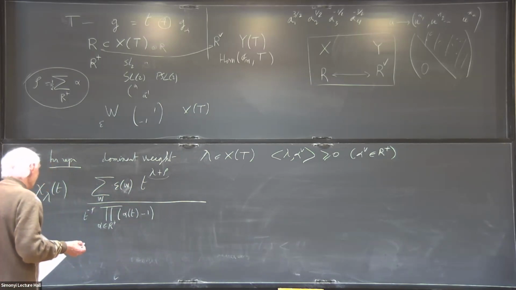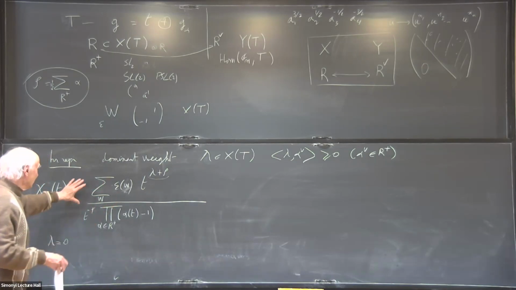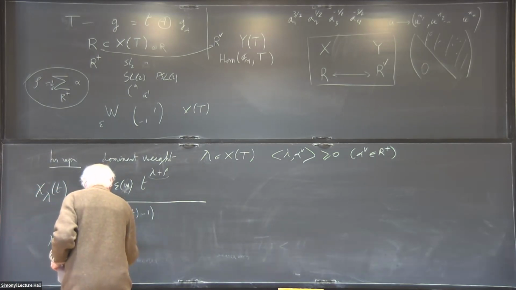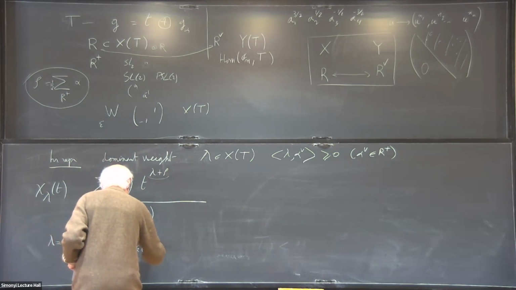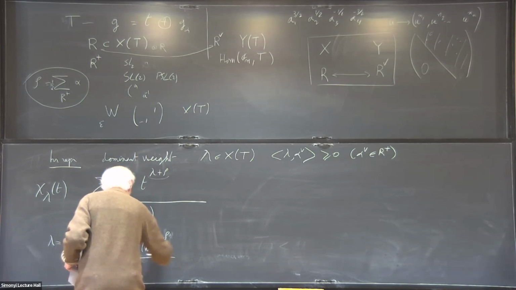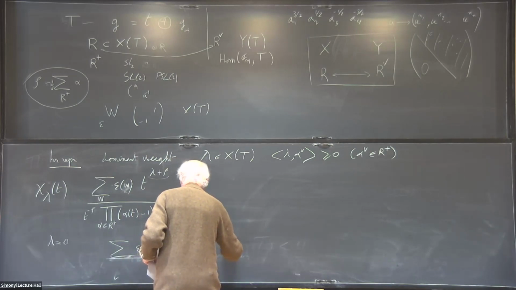And now a special case is the case where λ equals 0, which is the trivial representation where the character is 1. So it's a nontrivial fact that the numerator is equal to the denominator, but it gives a nice formula which will be crucial: the sum over W of ε(w) t to the w(ρ), divided by t to the minus ρ, is equal to the product of (α(t) minus 1).